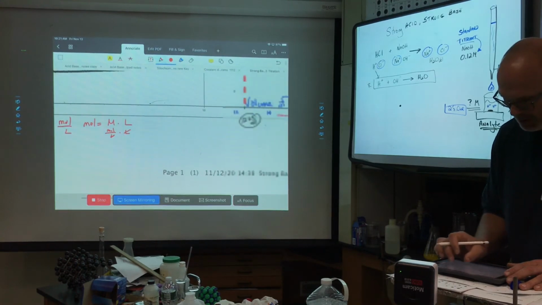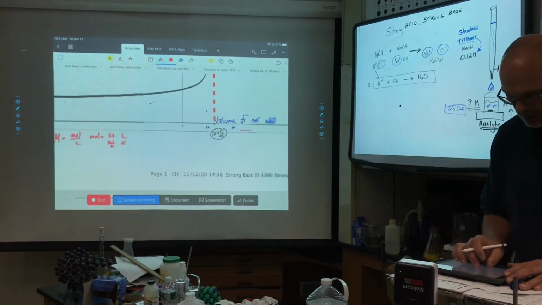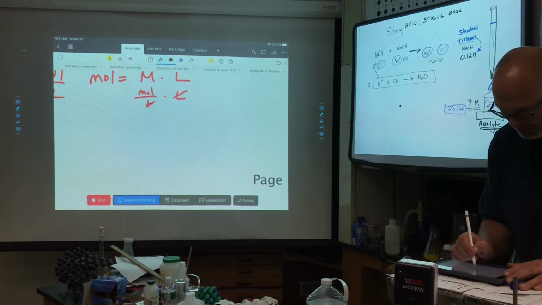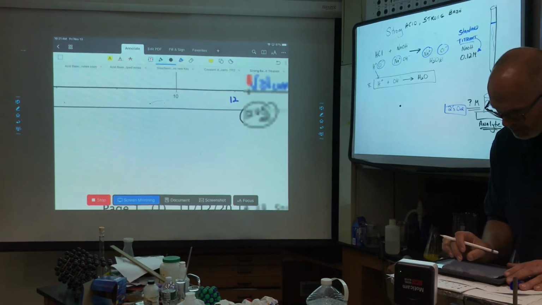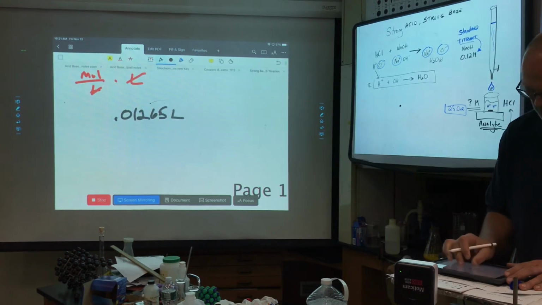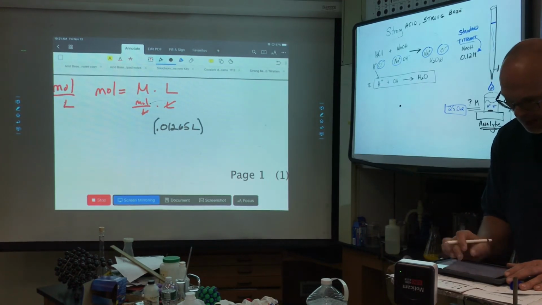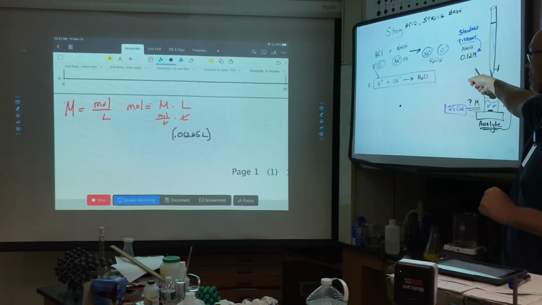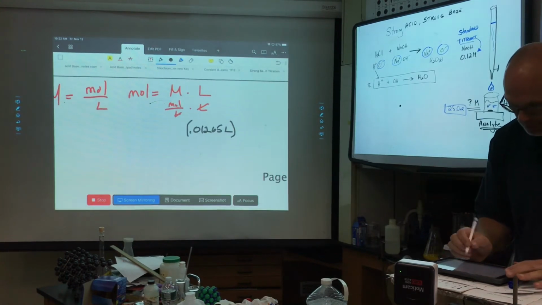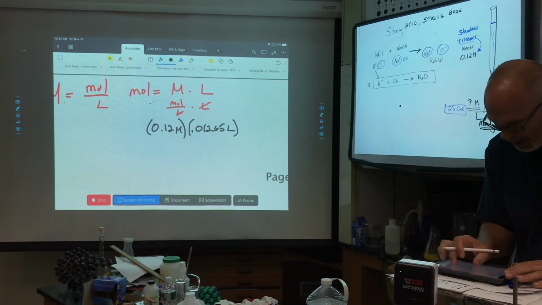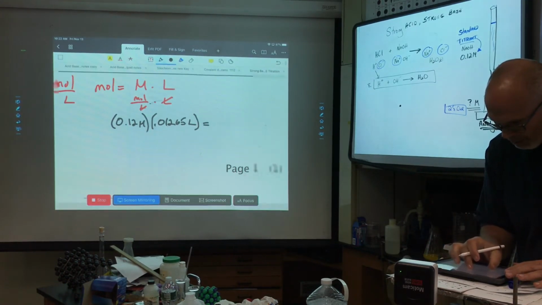So what we're going to do is, from this 12.65 milliliters, I'm going to convert to liters, because I have to be in liters for this to work. And I get 0.01265 liters. I just converted that milliliters of base. And now I'm going to multiply it by the molarity of the base, which was given to me. I have to know this. It was standardized. It's the titrant. It's 0.12, and that's molar.